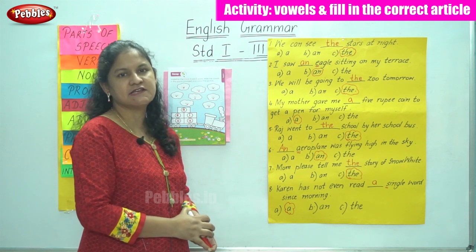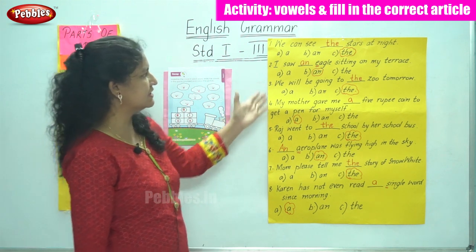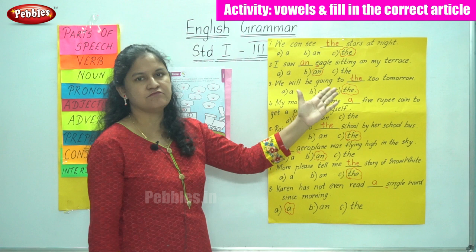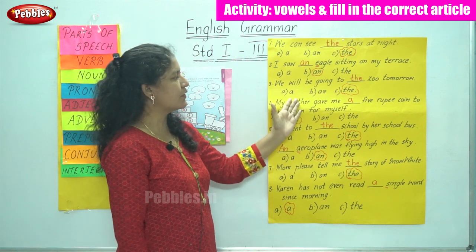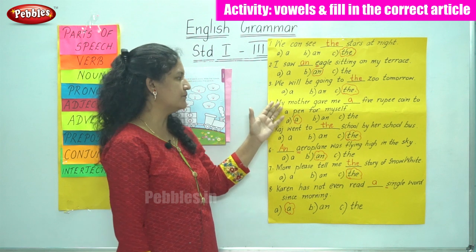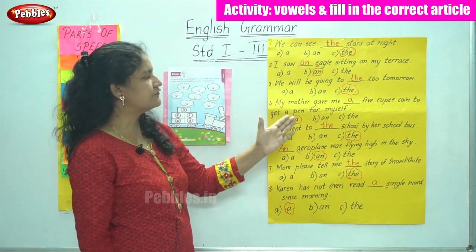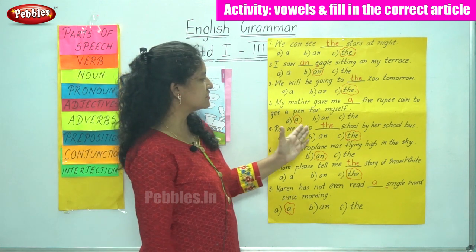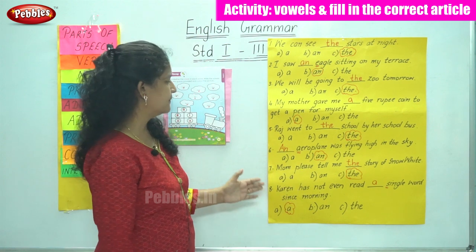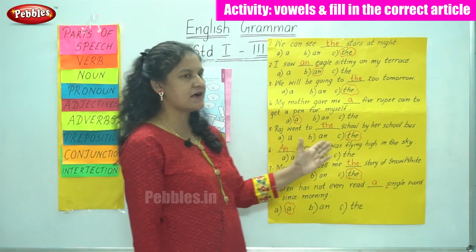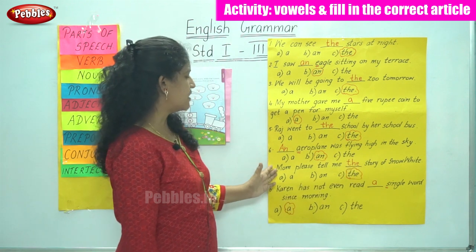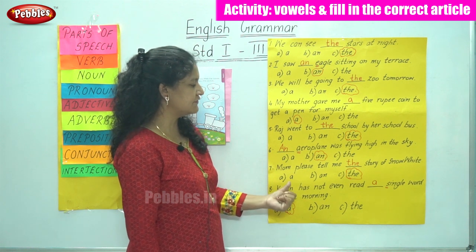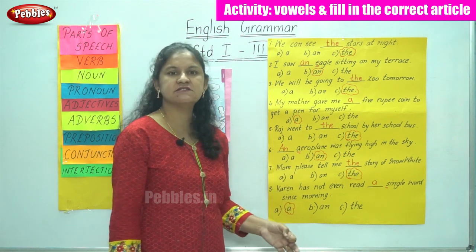So let us read the sentences once again. We can see the stars at night. I saw an eagle sitting on my terrace. We will be going to the zoo tomorrow. My mother gave me a 5-rupee coin to get a pen for myself. Raj went to the school by a school bus. An aeroplane was flying high in the sky. Mom, please tell me the story of Snow White. Karen has not even read a single word since morning.